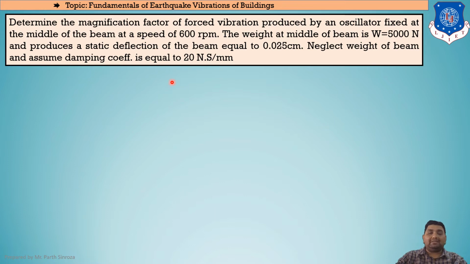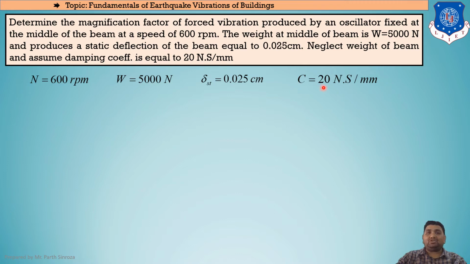So first of all, looking at the data, N, that is our speed of oscillation, is given to be 600 rpm. W, that is the weight of the oscillator, is given to be 5000 Newton. Delta St, that is our static displacement, is given as 0.025 centimeter. And finally the damping coefficient, that is capital C, is given as 20 Newton second per mm. Clear? So these are the data, and we need to find the value of the magnification factor, that means the value of RD.